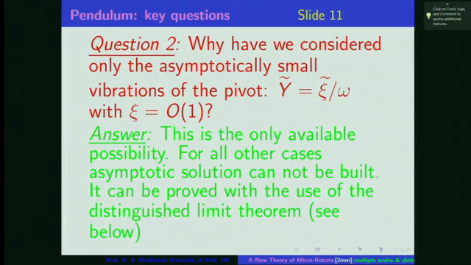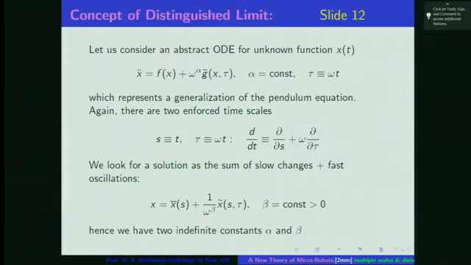And this is the so-called distinguished limit principle, or distinguished limit theorem, which can be easily explained on this kind of abstract ODE equation. Now it's just an abstract ODE going through the same procedure, but here, instead of vertical oscillation of the pendulum, you will have another small parameter.